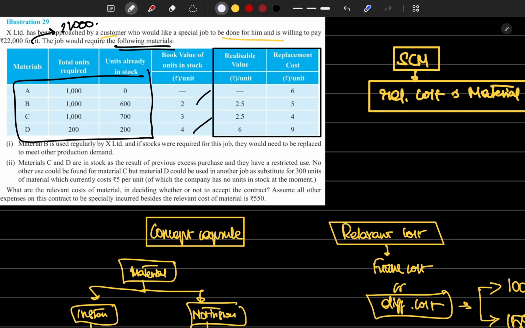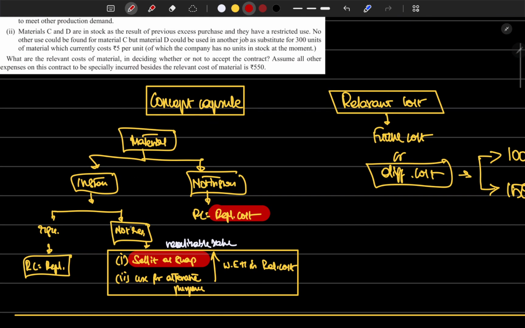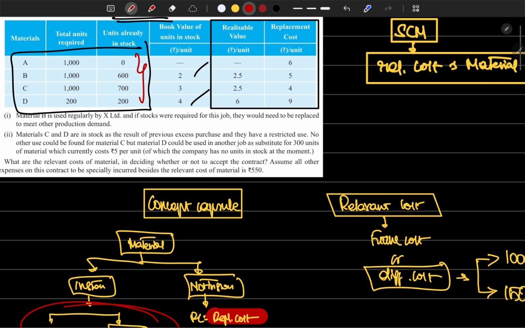Now other information has been given: how much is in stock and how much is not in stock. They also told us the regular usage and not regular usage details. Now we can quickly solve the problem.